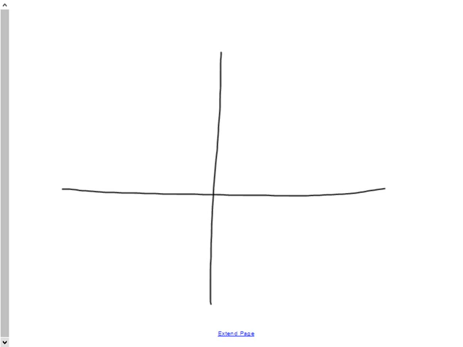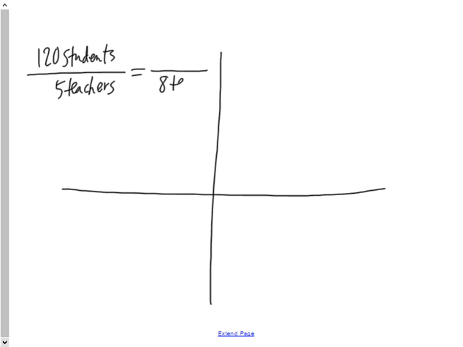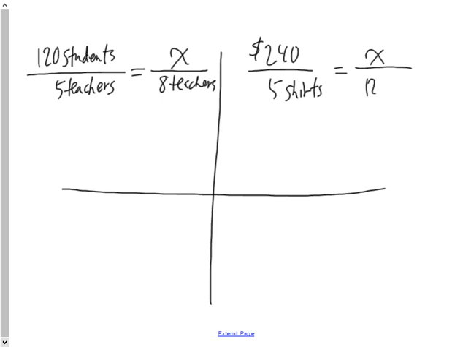So we'll say 120 students for every 5 teachers. It's proportional to how many students for 8 teachers? Okay, 8 teachers. So how many students for 8 teachers? Second question, we'll go $240 for 5 shirts is proportional to how much money for 12 shirts?